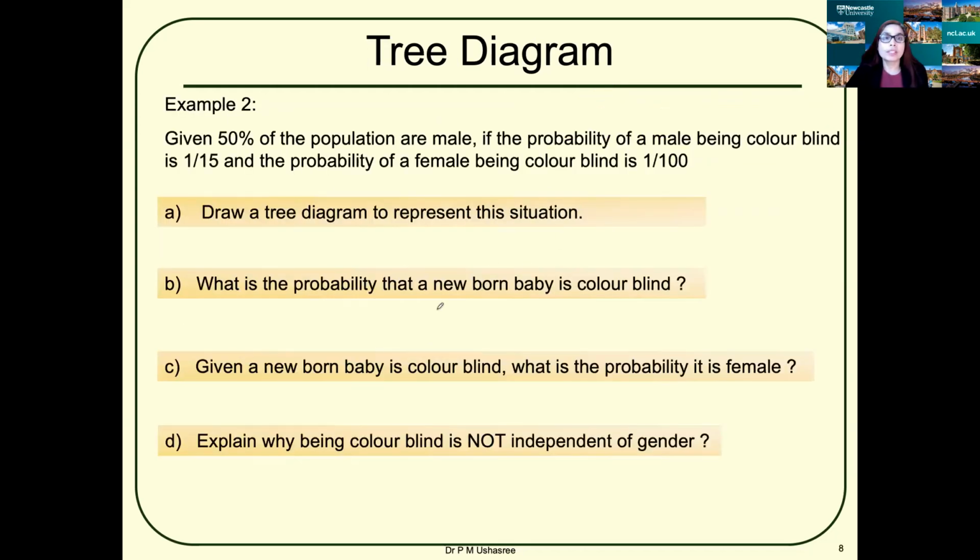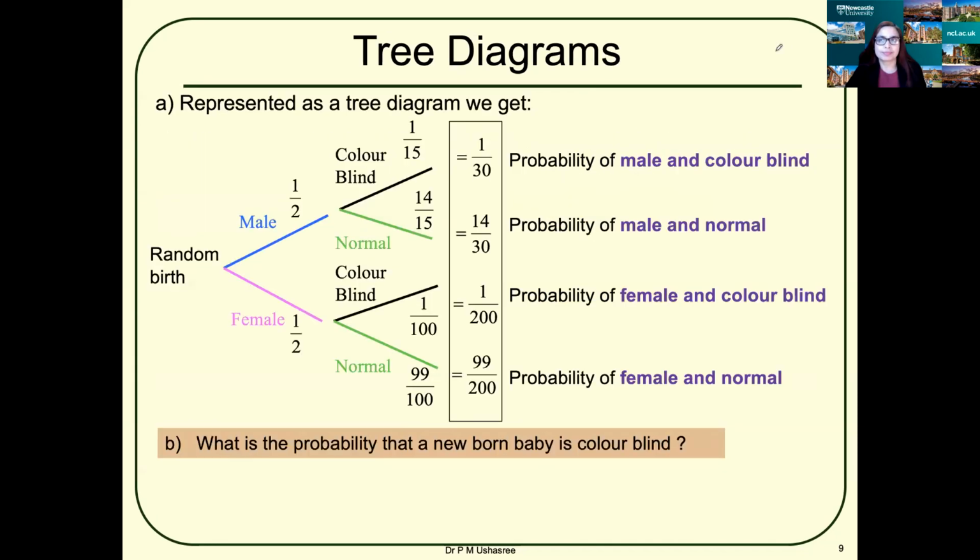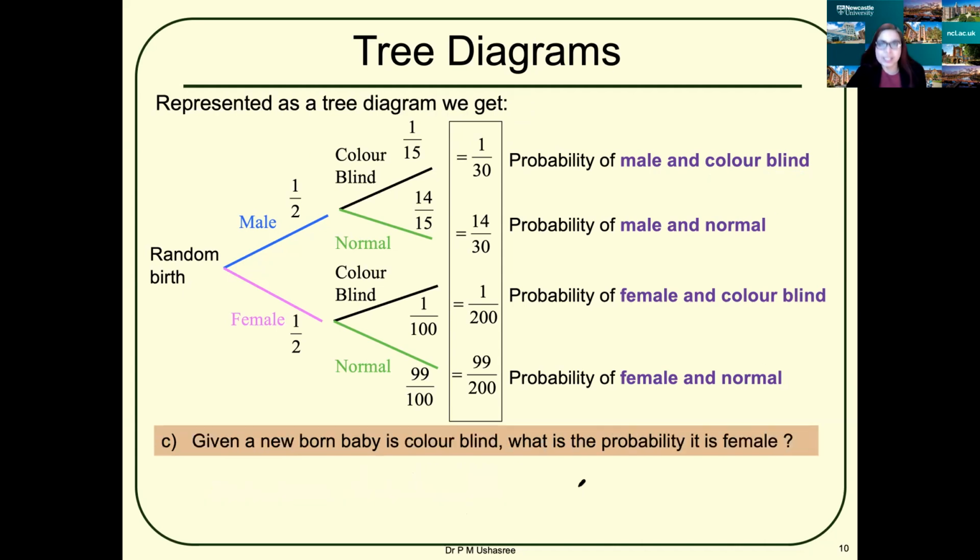Okay. What is the probability that a newborn baby is colorblind? Let's do this question now. Yes, that's right. For the probability of a colorblind baby, there are two ways it is possible, 1 by 30 or 1 by 200. So you add them both. You get 23 out of 600.